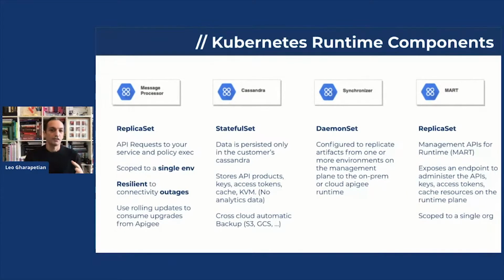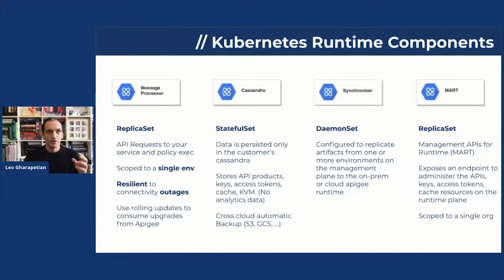The entire data is stored internally in your own data centers in each of your clusters in a Cassandra database. And Apigee uses a Cassandra operator. It's persisted in your data center, and it basically stores all the API products, keys, tokens, cache, but none of the analytic stuff. That stuff is shipped back to the cloud. And it also has cross-cloud backup, so you can back up your database automatically to S3, GCS, or anywhere else you like. The next component is the synchronizer.